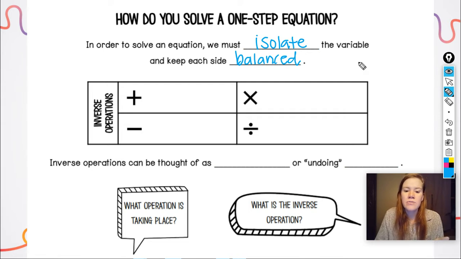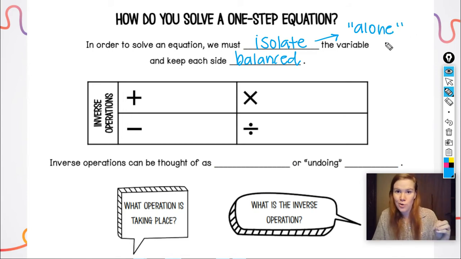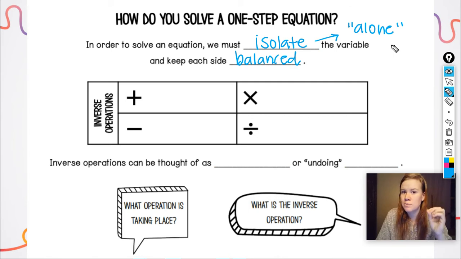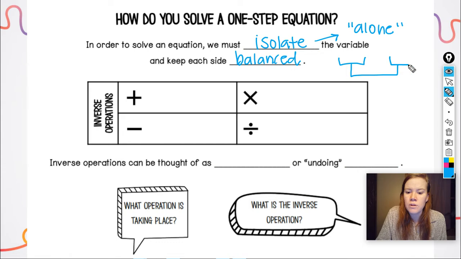To isolate the variable means to get the variable alone. Something that's isolated is alone. So our goal is to get an equation solved so that the variable is by itself. And keeping each side balanced is really important in equations because for it to be an equation means that both sides are equal. You can imagine a scale that's perfectly balanced.